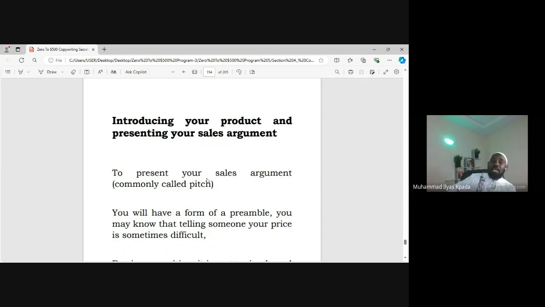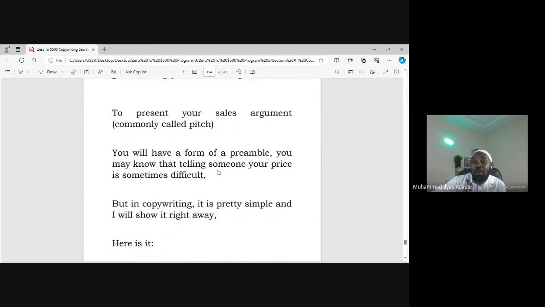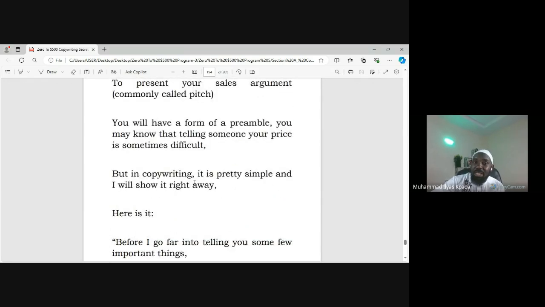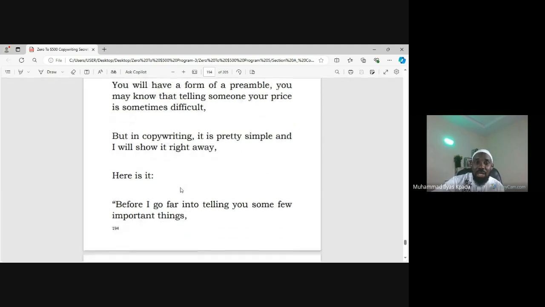To present your sales argument, which is another component, now that I've discussed proof, you will have a form of preamble. You may know that telling someone your price is something difficult, but in copywriting, it's pretty simple, and I will show you the right way.